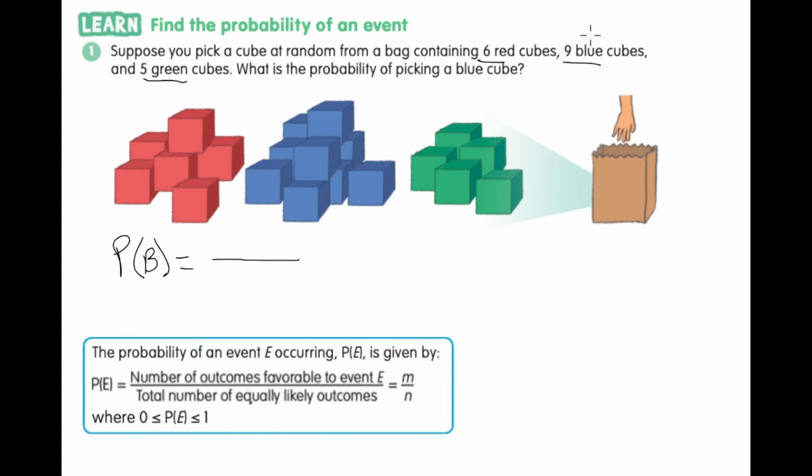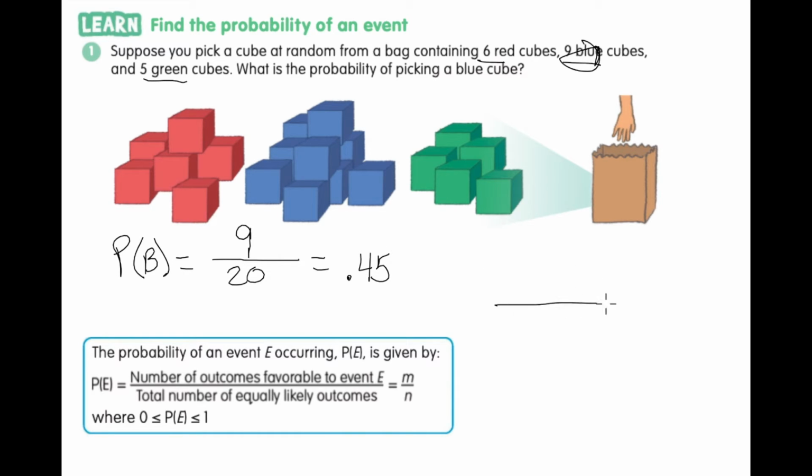Now we know that there are 9 blue cubes. So we will put 9 on top here. And we have 9, 6, and 5. That would give us 20 total cubes. So 9 over 20 would be our probability of picking a blue cube. If we turn this into a decimal, that would be 0.45.